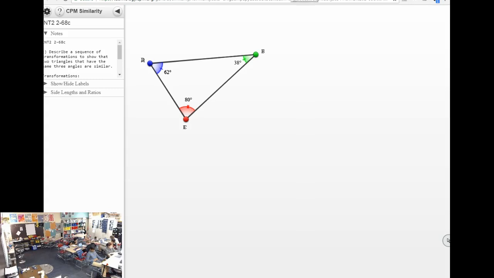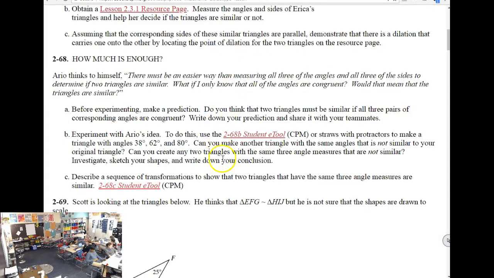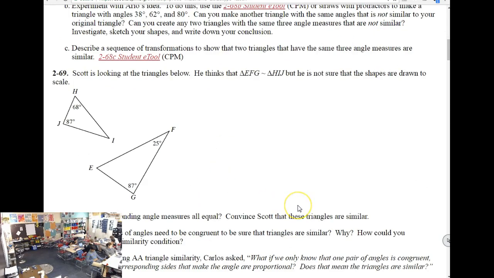I'm not surprised you guys are better at technology than me. Go ahead and set your computers to the side for a moment or close them.